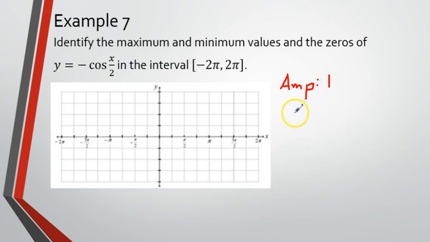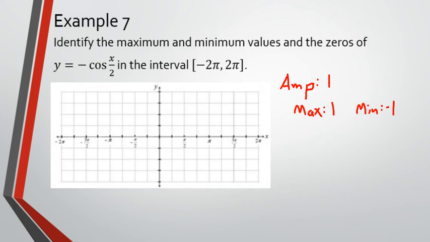So I can now say that the max, the highest point, will be 1, and the minimum value will be negative 1, since that's the distance from halfway through the graph to the top or from halfway to the bottom. So the highest point is going up, the lowest point is going down. So algebraically, we've just found the maximums and the minimums.